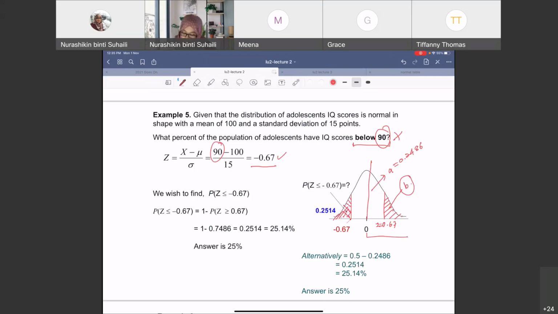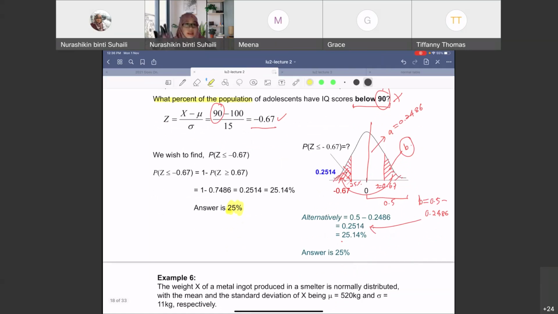We know that the total area here is 0.5. So B is equal to 0.5 minus 0.2486, which is this one. Okay, so B is 0.2514 or equal to 25.14%. And we know that this one is actually equal to this. So that's why up to here actually is 25%. Okay. Because the question asks what percent of the population, it must be in percentage, this one. Right, so that's how you solve it.